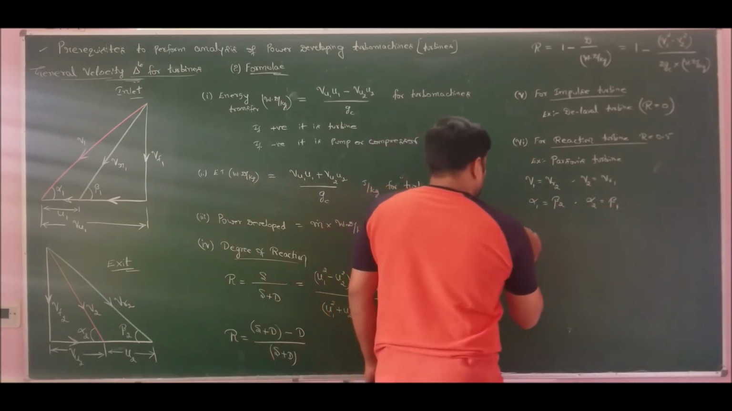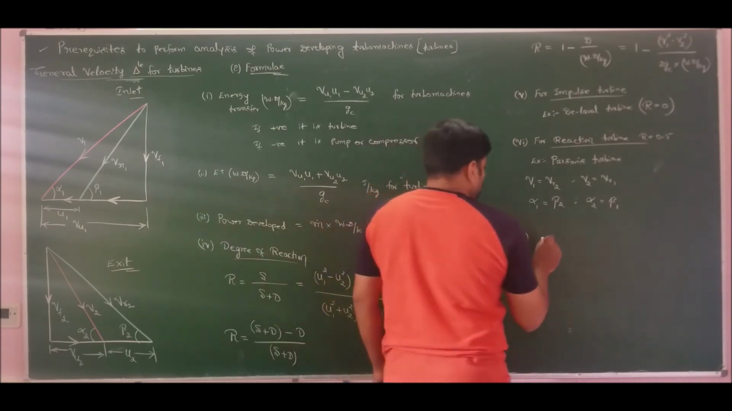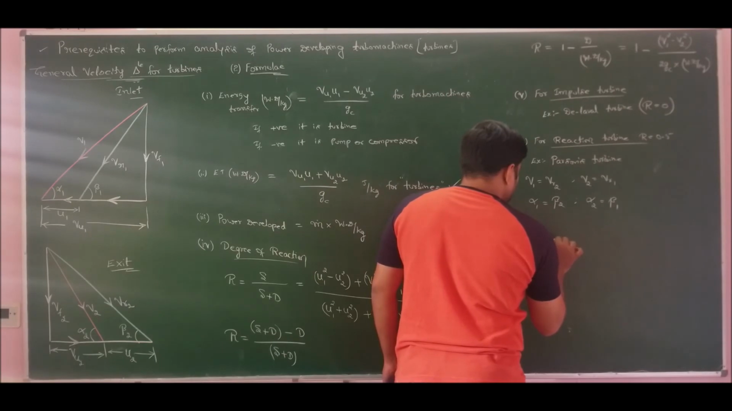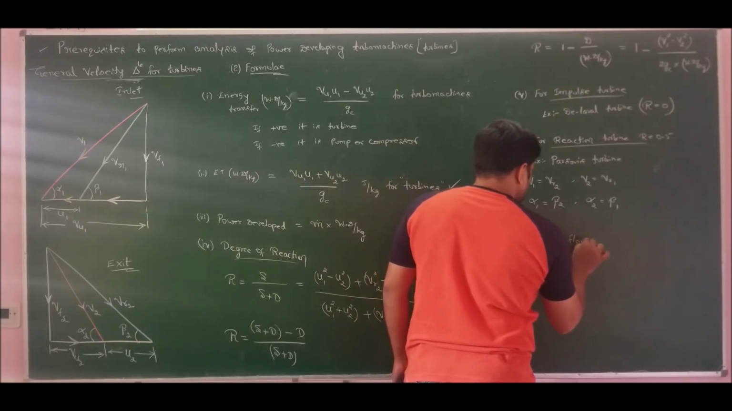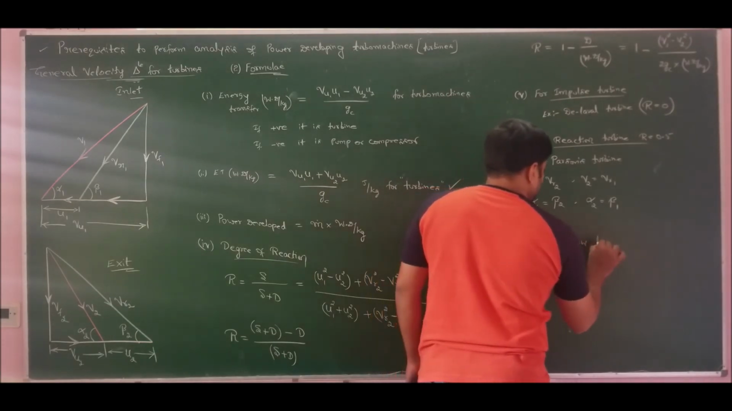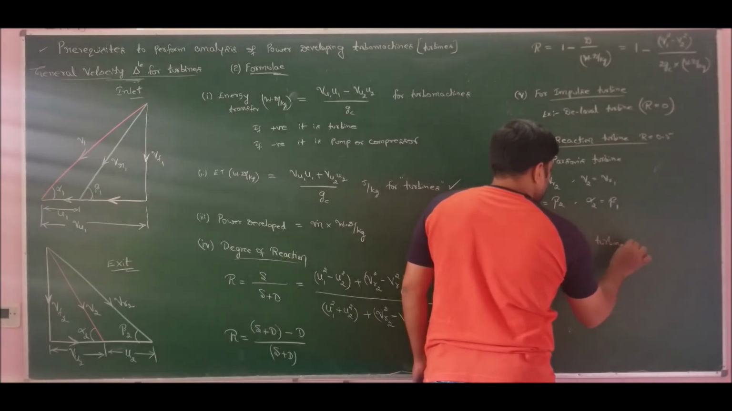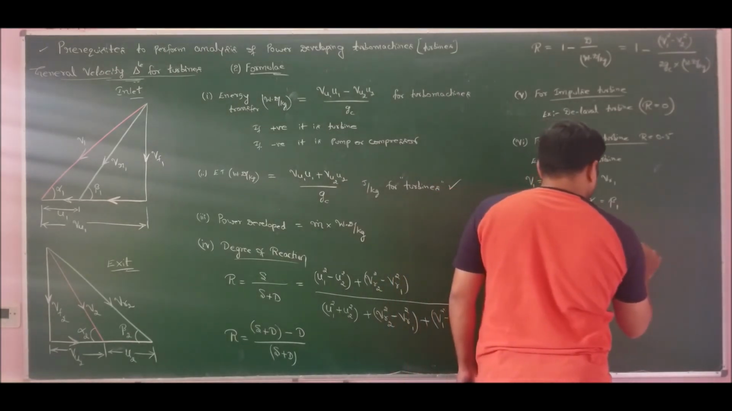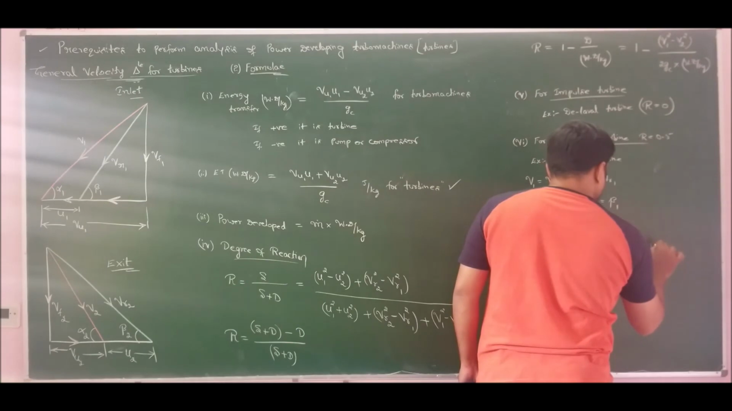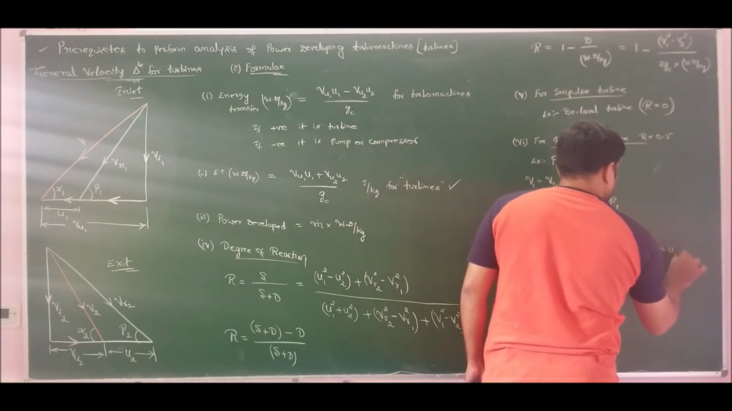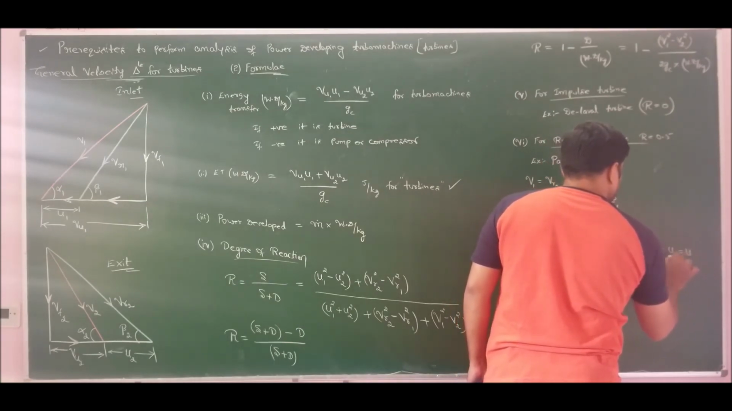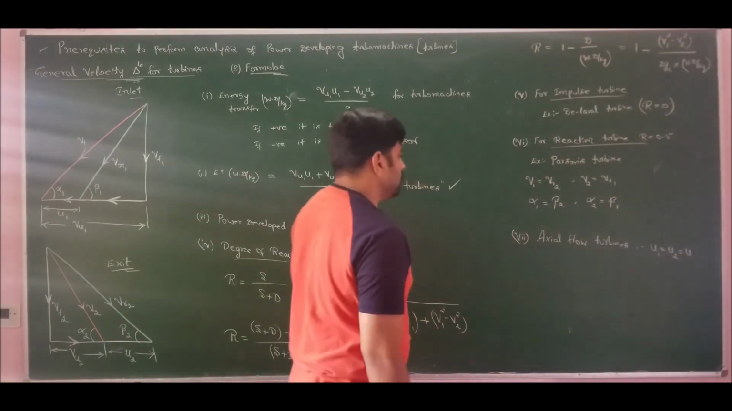Next, moving to the seventh important point to be noted down, for axial flow turbines. For axial flow turbines, you should know that U1 is equal to U2 is equal to U. The rotor speed is constant for axial flow turbines.